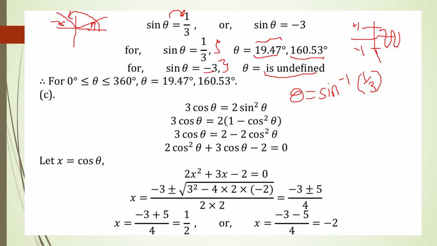So you simply say that the angle is undefined, and then you make a conclusion that therefore for theta to lie between 0 degrees and 360 degrees, the value of theta is going to be 19.47 and also 160.53 degrees. I hope that has been understood.